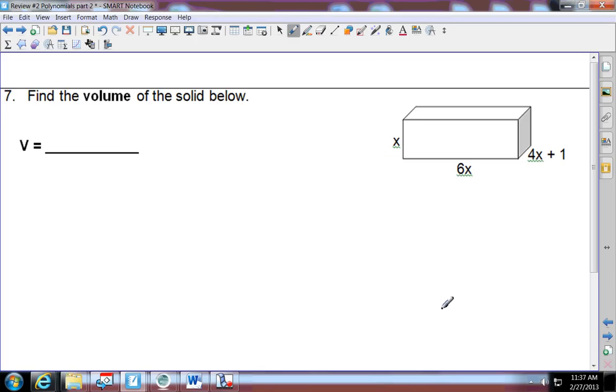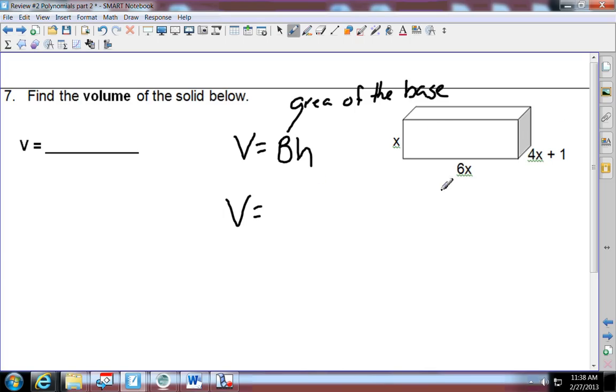Look at this one. It says find the volume of the solid below. How do you find volume of a rectangular prism? Volume should be big B times H. Big B is area of the base. The base is a rectangle. How do you find the area of a rectangle? It's length times width. So basically on the volume of this, it's length times width times height.